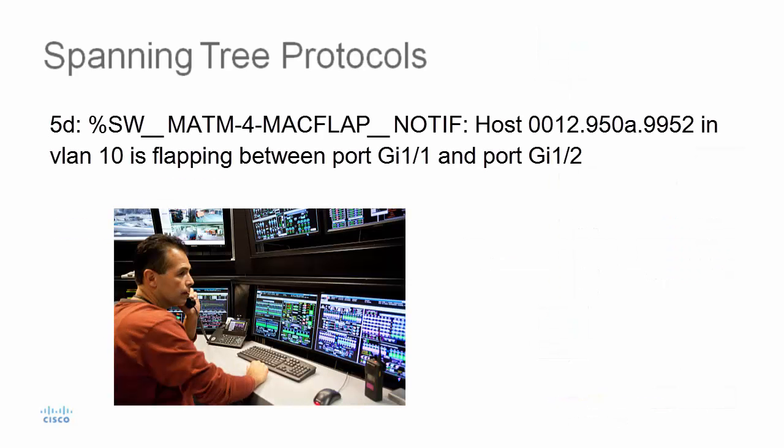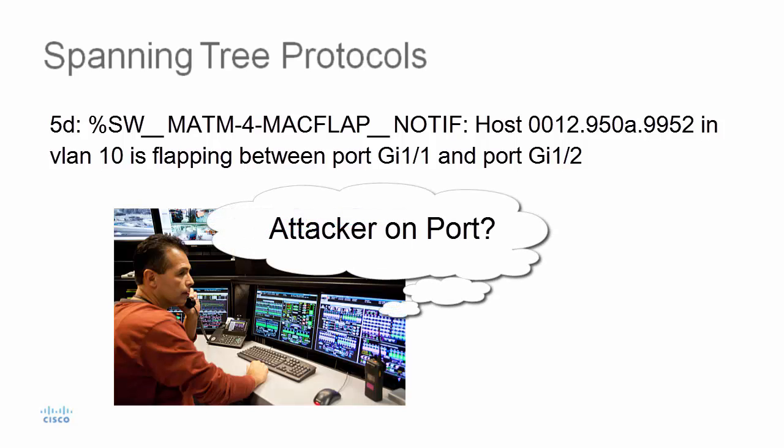As a security analyst, what suspicions can be determined by looking at this log information? This log entry shows a MAC flap notification message with the MAC addresses in VLAN 10 flapping between ports gigabit 1/1 and gigabit 1/2 on the switch. There could be various reasons for this event being triggered. For example, if there's an attacker on port gigabit 1/2 trying to spoof the MAC address of the host on gigabit 1/1, then there's a possibility that the switch generated the log message.